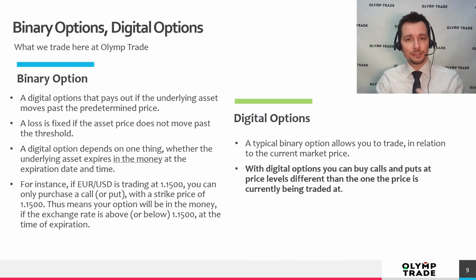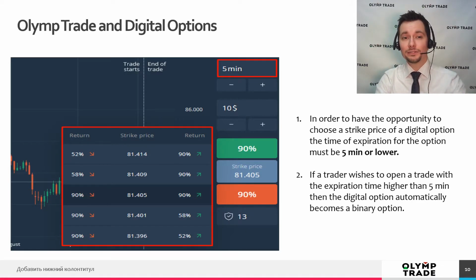Now, a digital option is a little bit different. A typical binary option allows you to trade in relation to where we are right now. With a digital option, you get to change the start of the trade. Basically, you can buy calls or puts at a price level different than the one the price is currently traded at. Now, here's an example of what our platform looks like, and as you can see here, we have 5 minutes outlined in red, and you can trade digital options anywhere below 5 minutes. So 5 minutes and below, you have the opportunity of changing the strike price, which can be helpful in certain market conditions. Anytime we go above 5 minutes, we no longer can trade digital options, but it becomes a standard option, which is also tradable nonetheless.